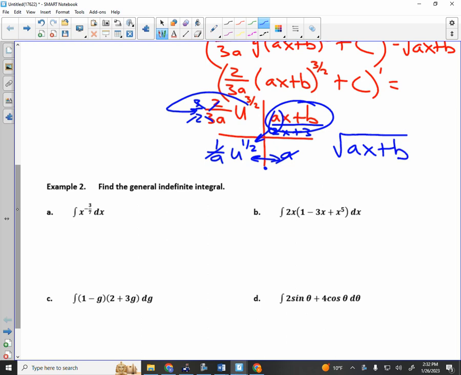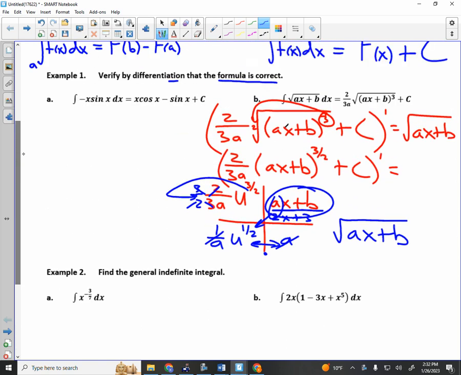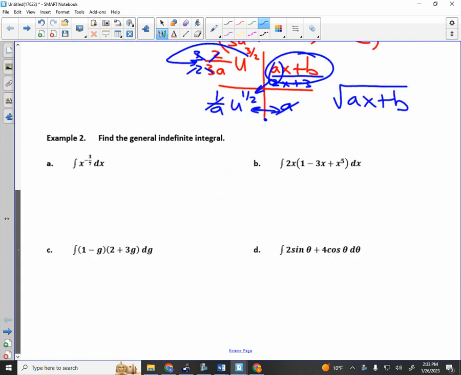So we got it via the chain rule. So notice one we use the product rule, one we use the chain rule. So that's the first thing, to be able to verify by differentiation. I'll show you a couple of those problems, ones you'll want to try, ones you maybe won't want to try. But the majority of your assignment will be find the general indefinite integral.